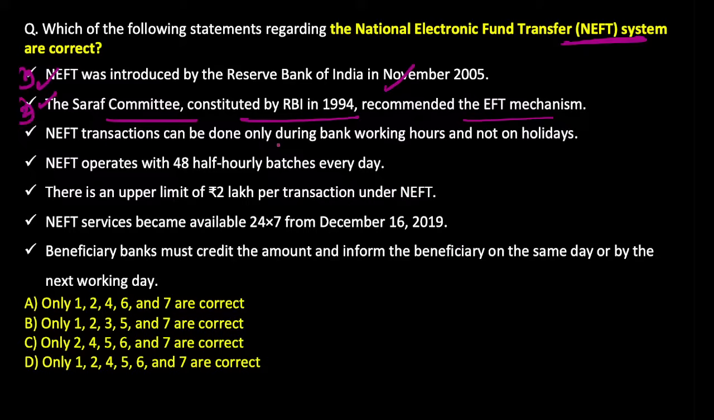NEFT transactions can be done only during banking working hours. Now it is 24/7. The third one is wrong. NEFT operates with 48 half-hourly batches every day. Again true. So this is the fourth statement. There is an upper limit? There is no upper limit. Wrong.